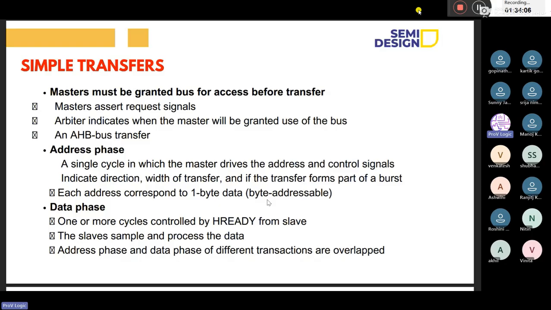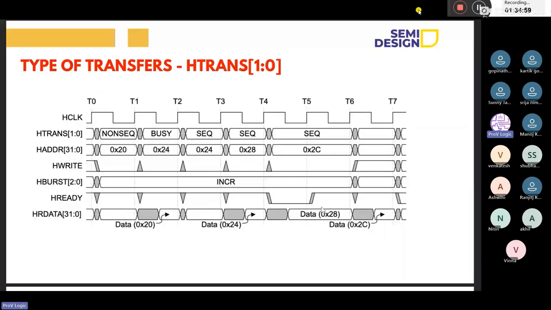In the same way, in the AHB protocol, we have 2 phases: address phase and data phase. Address phase means a single cycle in which the master drives the address and control signals. It indicates the direction, the width of the transfer, and whether the transfer forms part of a burst. Each address corresponds to 1 byte of data, byte addressable. The address phase must be 1 cycle. The data phase can be multiple cycles, because if the slave is not ready to accept, or if it is busy, we need to wait. For that purpose, the data phase will be one or more cycles. It is controlled by the H ready signal.